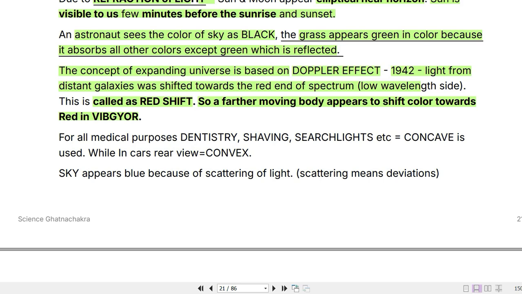एक सेकेंड. रेड एंड ऑफ द स्पेक्ट्रम, इंक्रीजिंग ऑर्डर ऑफ वेवलेंथ. एक सेकेंड. द कॉन्सेप्ट ऑफ एक्सपैंडिंग यूनिवर्स इज बेस्ड ऑन डॉपलर इफेक्ट 1942. रेड शिफ्ट तुम समझ गए ना?